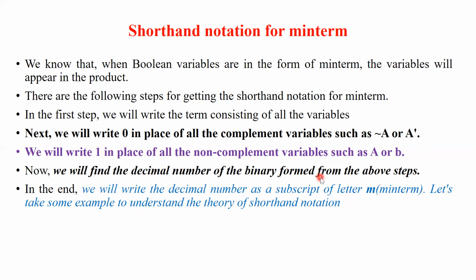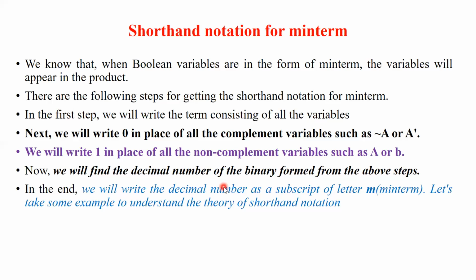Suppose I have AB, and suppose I have 1 0. Now, 1 0 is what in binary? It is 2. So what will we write? We will write the decimal number of the binary that is formed, because we will have strings of ones and zeros, and we will write a subscript with the letter m, since it is a min term, small term. So we will write small m, and we will write that decimal number as a subscript.